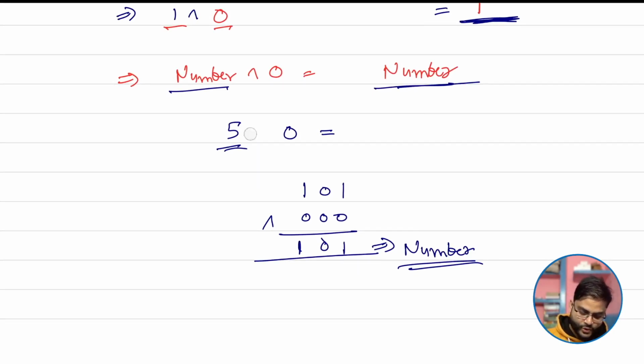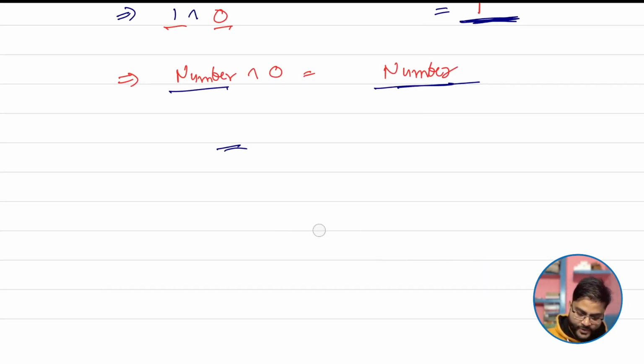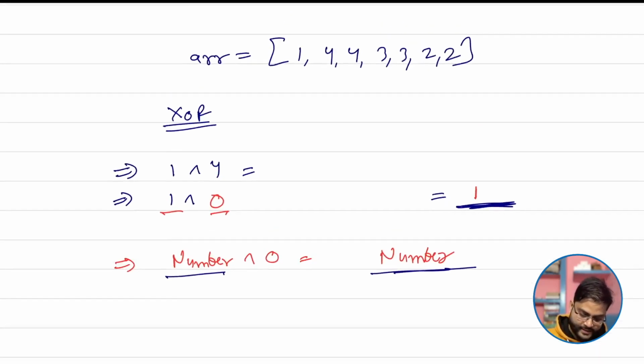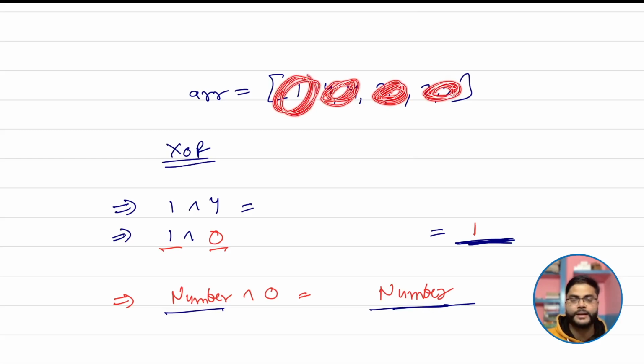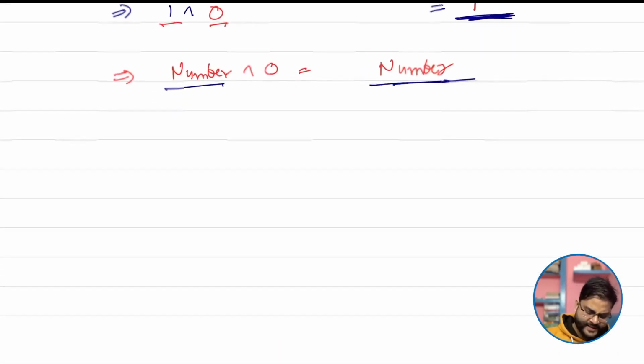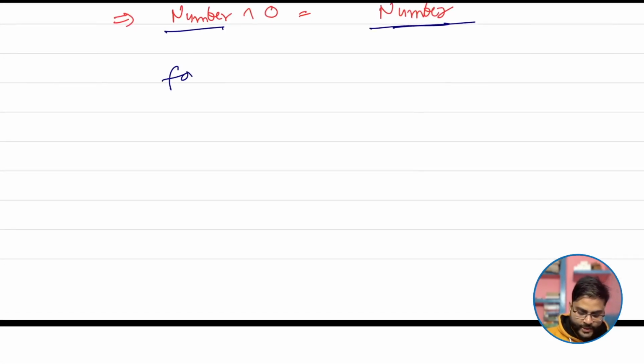So that's how we can solve this problem using bit manipulation. What I need to do is just XOR all the elements in our array. This will cancel out, this will cancel out, this will cancel out, and the remaining will be our single number. So it is very simple, right? We need to do only one pass.